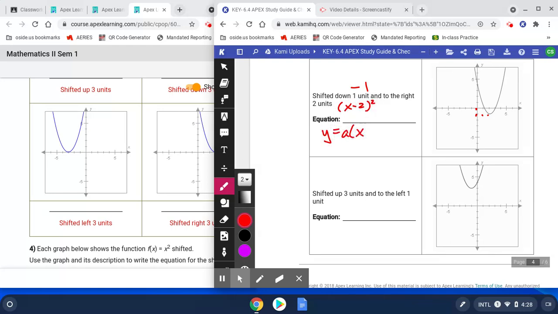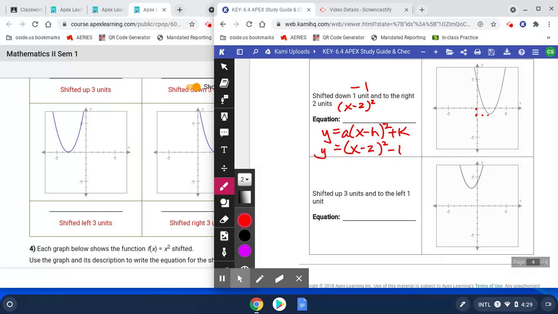So a(x - h) squared + k, this is our vertex form of a parabola. We're going to say if it shifted to the right 2, we're going to say (x - 2) squared, and it shifted down 1, so we're going to do a -1 at the end.